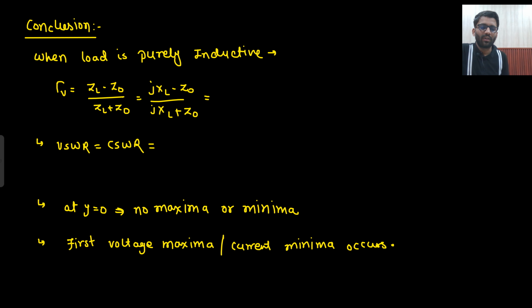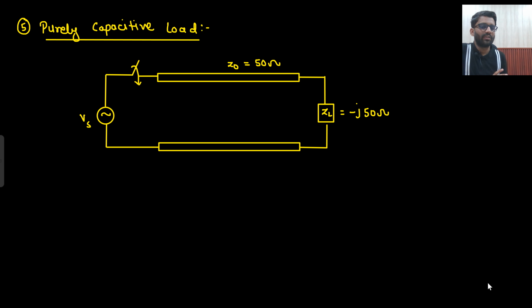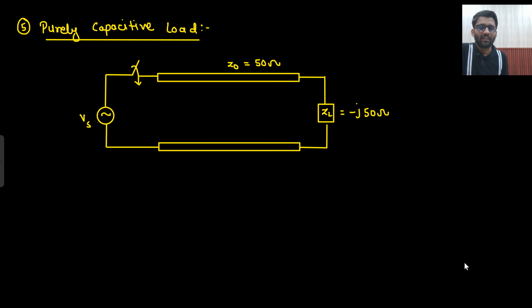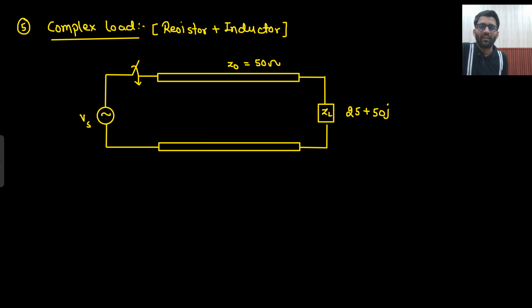And the same you can do for the capacitive load as well. So the capacitive load is minus J50. If you are able to make the standing wave pattern for this one, then certainly you will be able to make it for the other as well. Something conclusive you will see. We will draw the standing wave pattern, and then we will write down the conclusion. Then we will see for resistor plus inductor, and then for resistor plus capacitor.